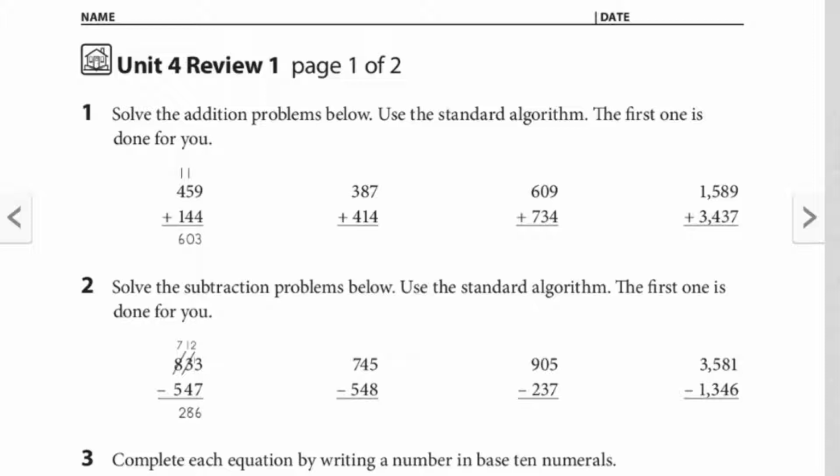Looking at number 1, they're asking us to solve using the standard algorithm method. The standard algorithm is the one that most of you are probably familiar with, where we start looking at the ones, add up our ones, move to the tens, move to the hundreds. If we look at our example, they did 9 plus 4, which equals 13. They wrote down the 3, and they carried that 10 over to the tens column.